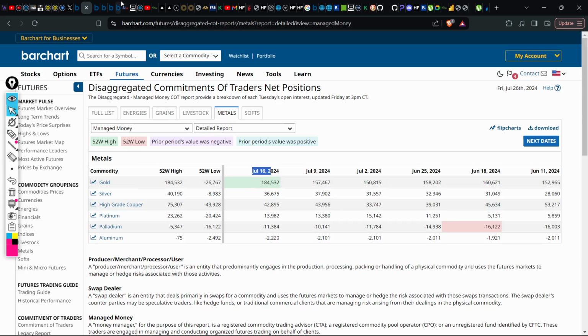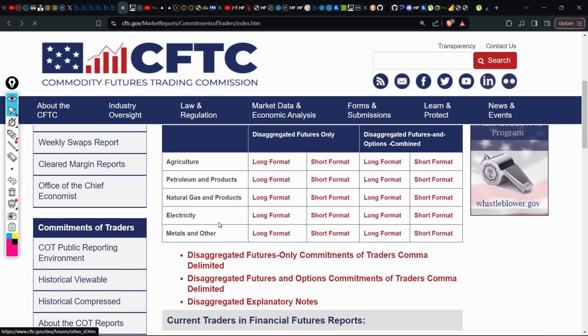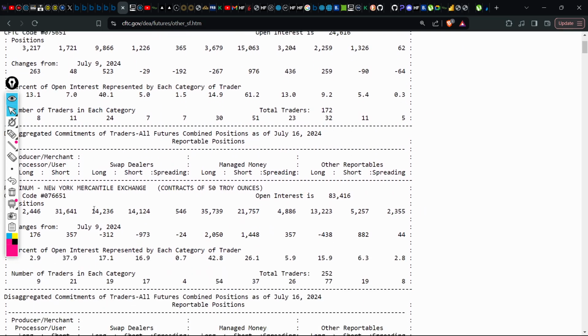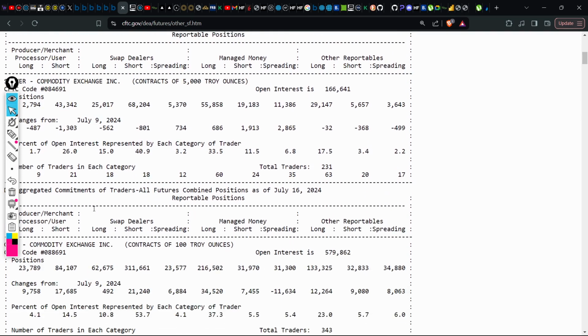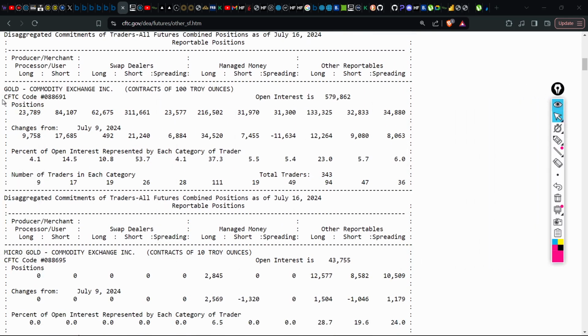In fact, let's just go back and keep it open. This was short format, metals and other, silver, gold. Yeah, this is the one. Let's put this here. Remember, we're looking at percent of open interest represented by each category of trader. You just look where the money is, and this is the biggest position essentially. It's with the swap dealers and it's with the short positions. It's usually just with the swap dealers, all right?